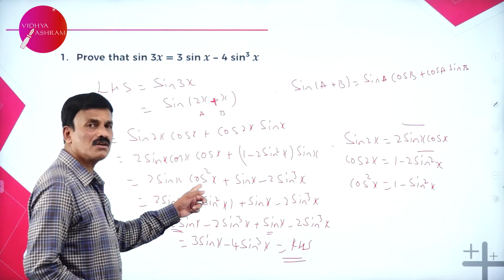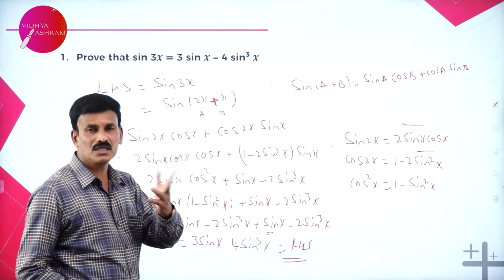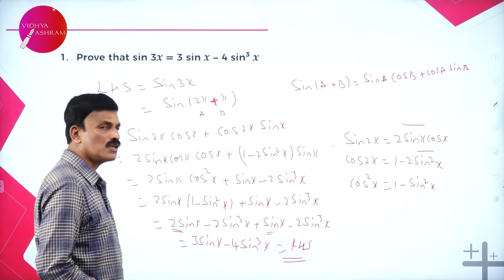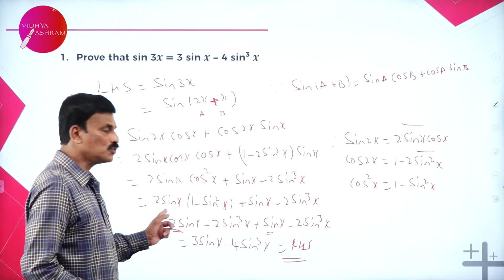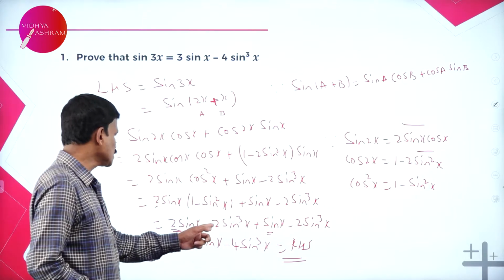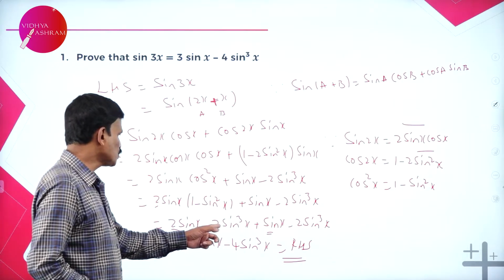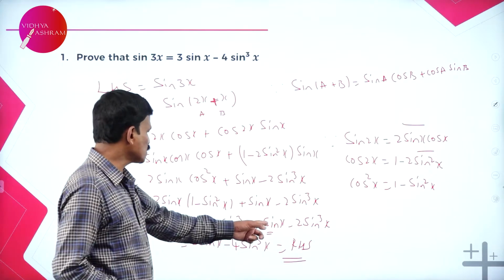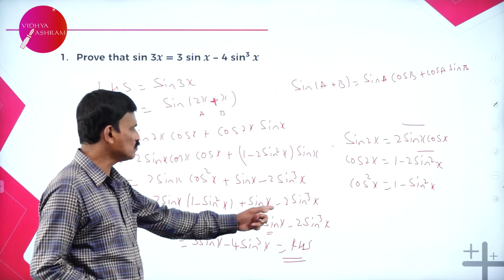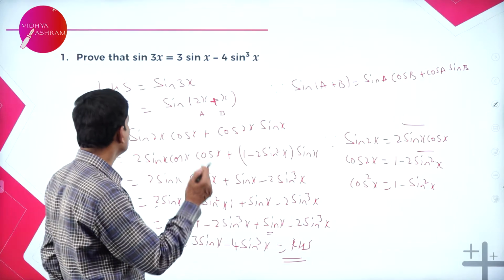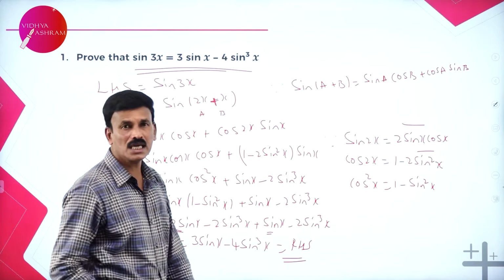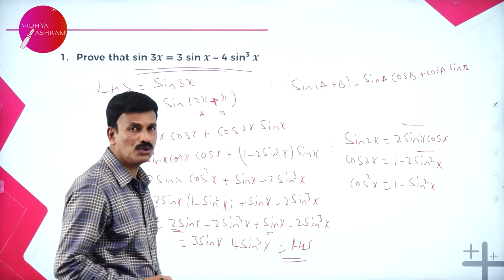Now, convert this cos square to sin. The intention is to convert all cos terms in terms of sin. That's it. So, cos square is 1 minus sin square. Multiply: 2 sin x into 1 is 2 sin x, minus 2 sin cube x, plus sin x minus 2 sin cube x. So, 2 sin x plus sin x is 3 sin x, minus 2 minus 2 is minus 4 sin cube x. Therefore, sin 3x is equal to 3 sin x minus 4 sin cube x.